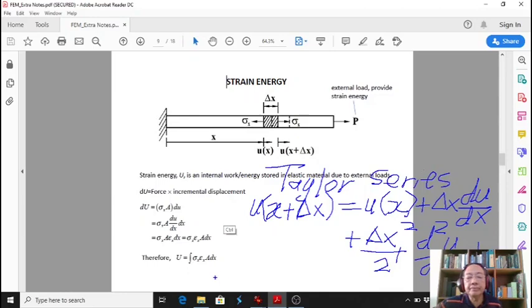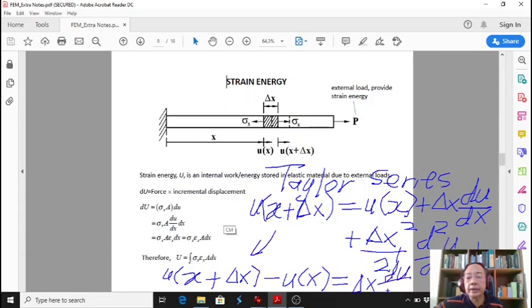So from here, u(x plus delta x) minus u(x) is delta x du/dx. We ignore the higher-order terms. So we found this, and this is from Taylor series.